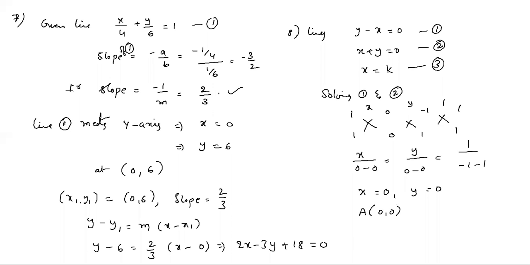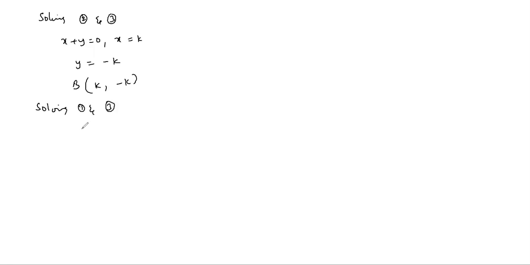Next, similarly, solve 2 and 3, and 3 and 1. Solving 2 and 3: x plus y equals 0 and x equals k. So directly putting x equals k, y equals minus k. So the second point is x value k, y value minus k. Similarly, solving 1 and 3: x minus y equals 0 or y minus x equals 0, both are the same, and the third line is x equals k. So x equals k means y equals k. So the third point is (k, k).